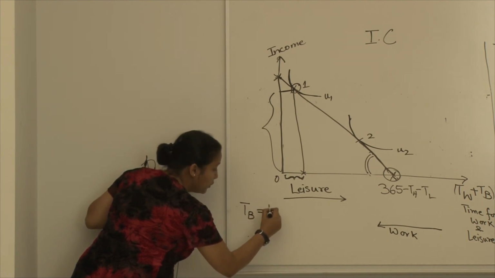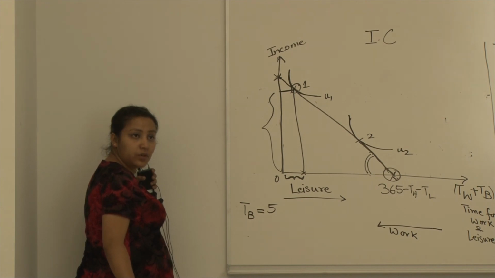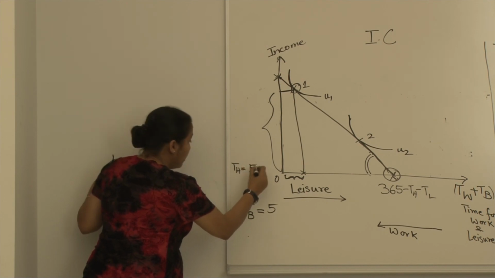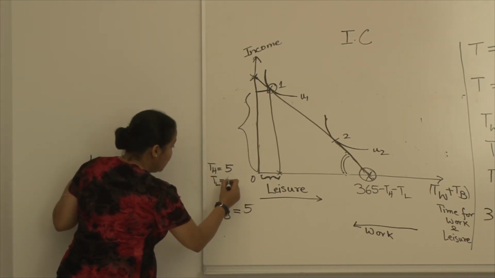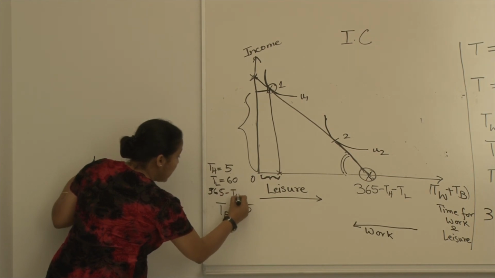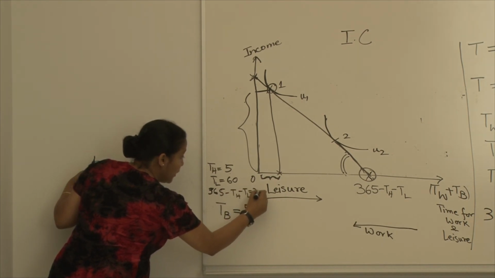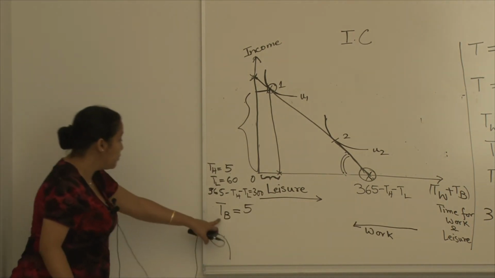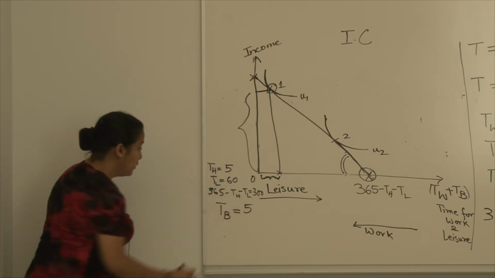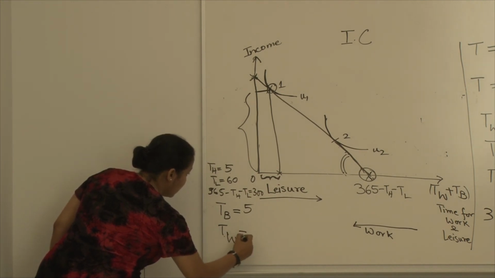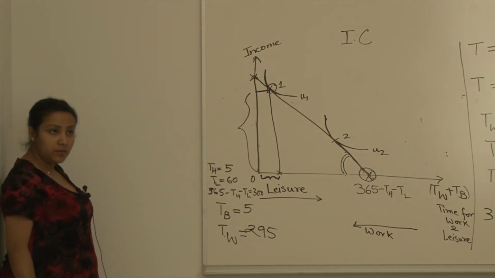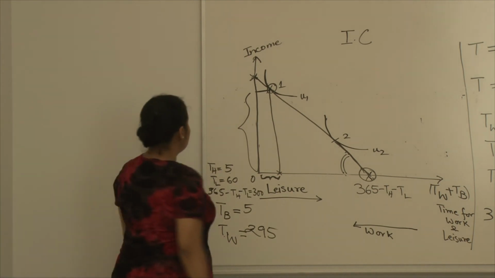Let's say the TB amount of leisure is 5. So what was his TH? Did I say 5? Yes. What was TL? TL was 60. So 365 minus TH minus TL, that was 300, right, for that person. So now if he puts in 5 days out of the 300 for his leisure, then he can put in 295 for work, right?